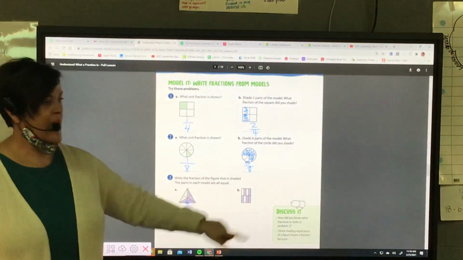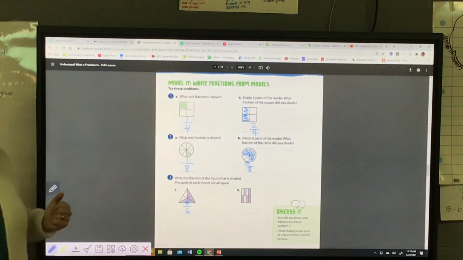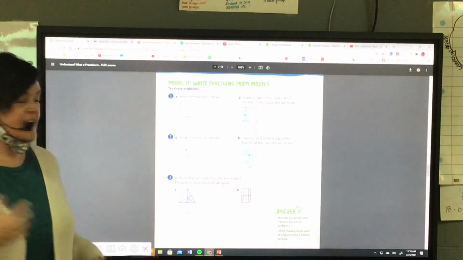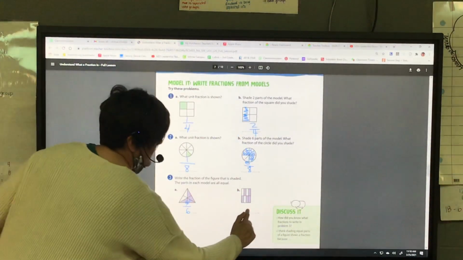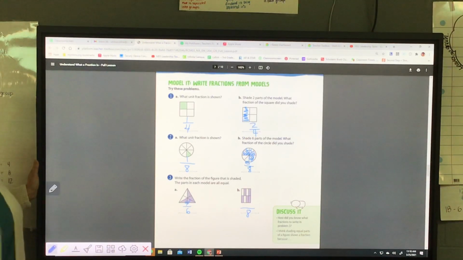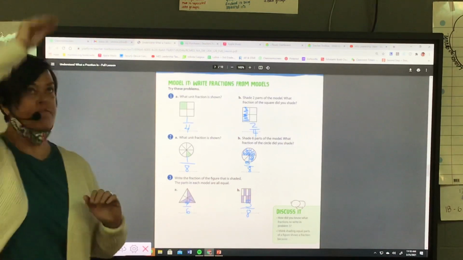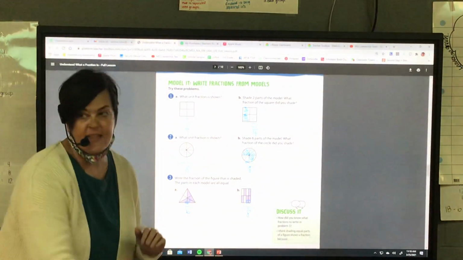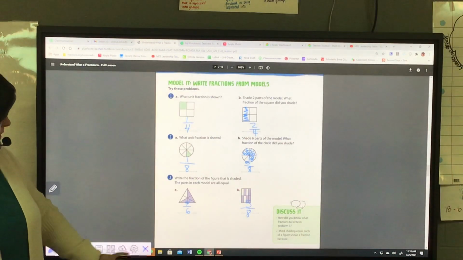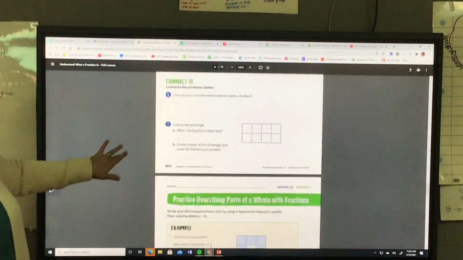Let's look at this one. How many parts in the whole thing? 8. There's 4 on top, 4 on the bottom, so that is 8. How many are shaded? 5. So we would read that fraction as 5/8. Okay, we're going back to the other side again because we're going to talk about 7.